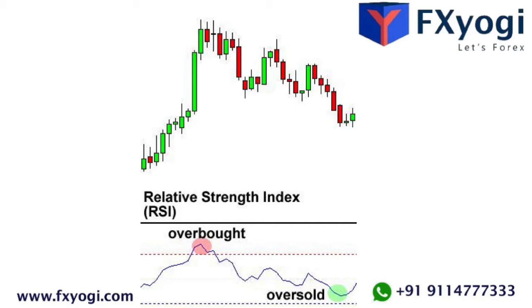Readings of 70 or higher indicate overbought conditions and an increase in the possibility of price weakening, that is, going down. Some traders interpret that an overbought currency pair is an indicator that the rising trend is likely to reverse, which means it's an opportunity to sell.